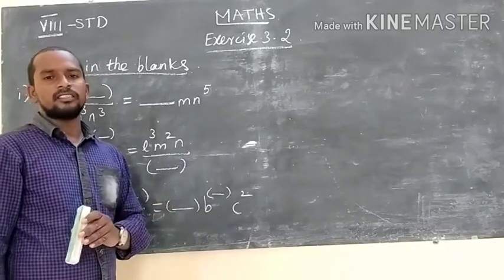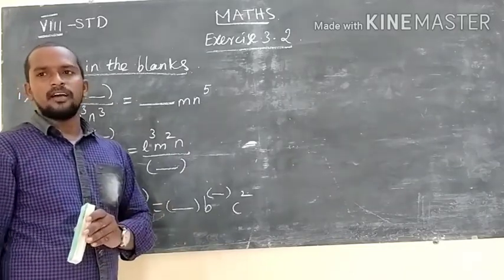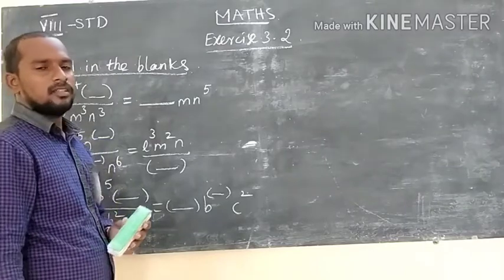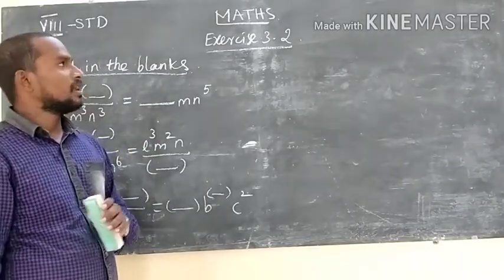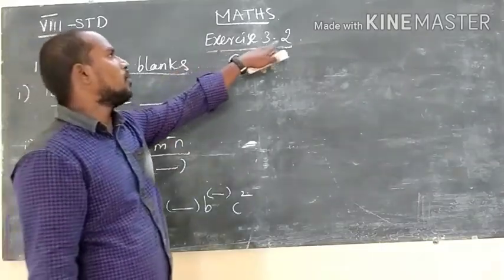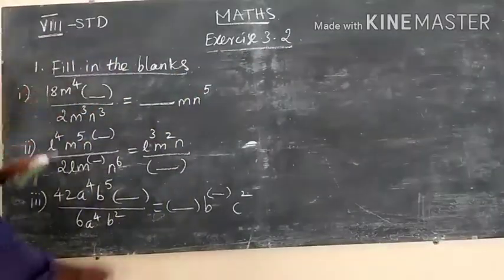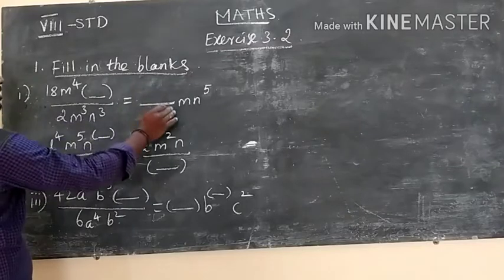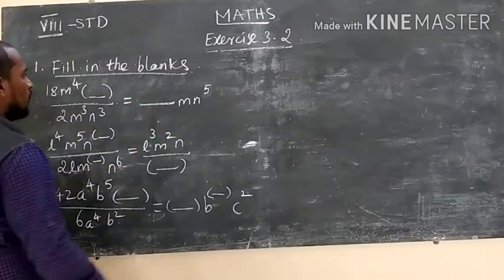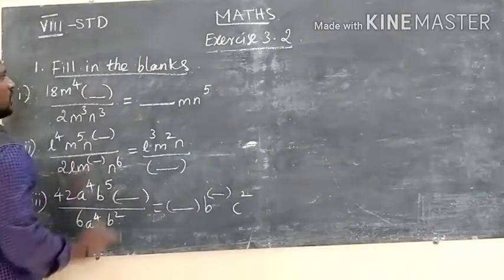Last class we discussed the multiplication of algebraic expressions. In this section we are going to see the division of algebraic expressions. Exercise 3.2. First question, fill in the blanks. First division. So LHS and RHS are given. We want to find the dash value.